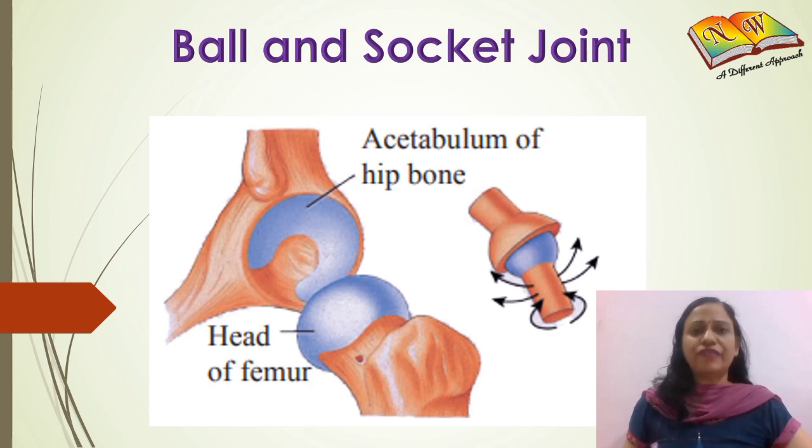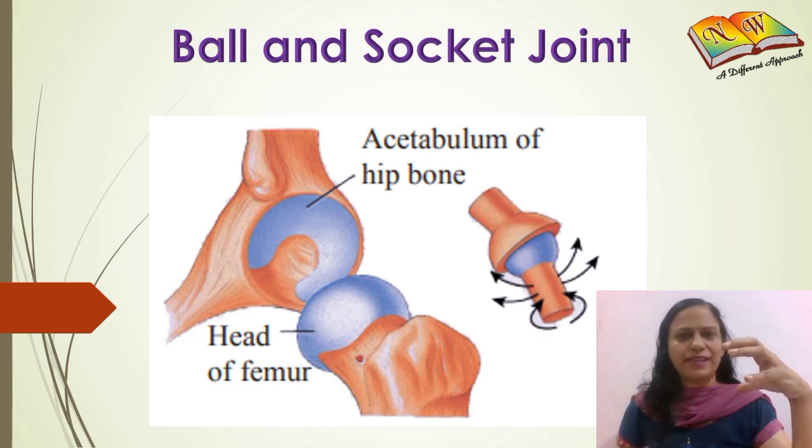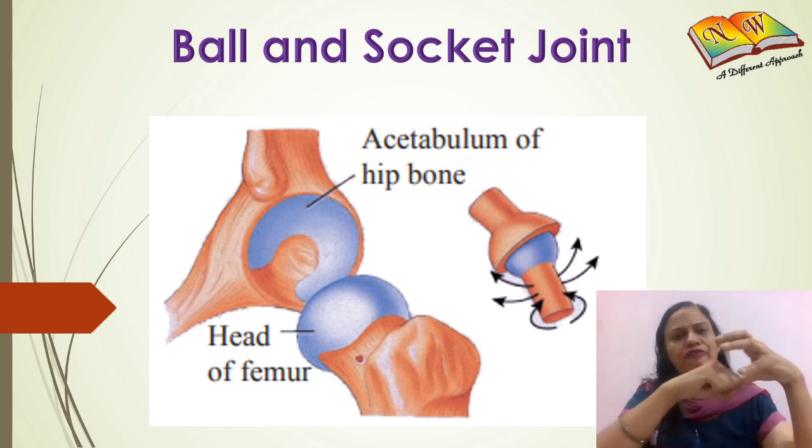This is the first kind of joint that we have in our body, that is the ball and socket joint. So what does it look like? There's a socket, just like you have the electrical socket in which you plug in your devices, and the bone has a ball-like structure at its head, and that ball fits into that socket, and that enables easy movement.